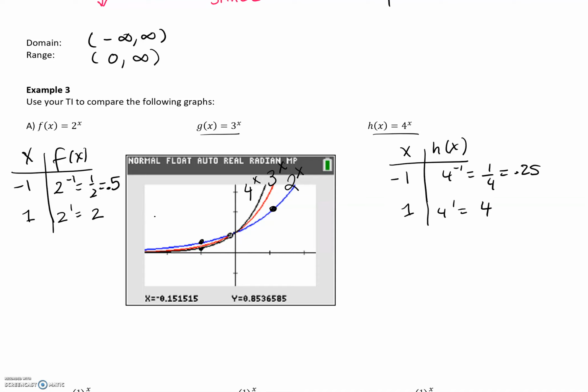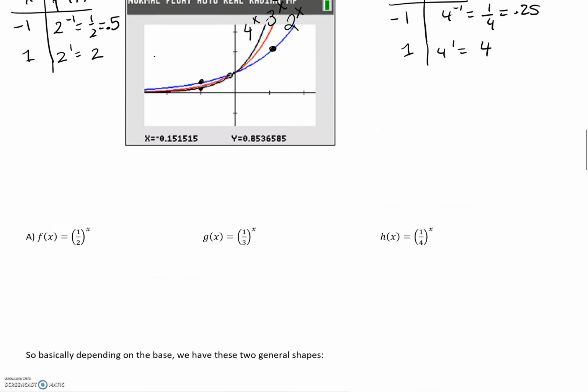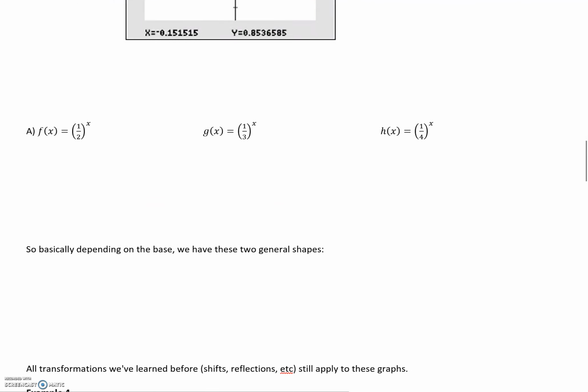However, on the right, when x is positive, I get 4 to the 1, which ends up being bigger, and 4 to the 1 will eventually have a point up here when the input is 1. So the bigger the base, the quicker it rises on the right, and on the left, it's actually lower than a smaller base. Now let's go look at bases that are less than 1 and see what they behave like.